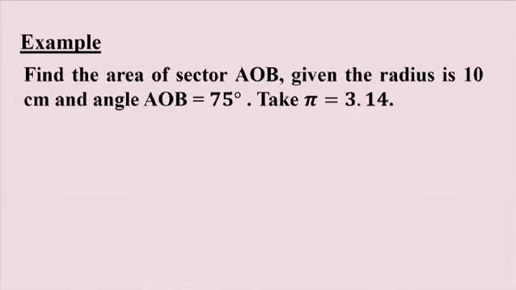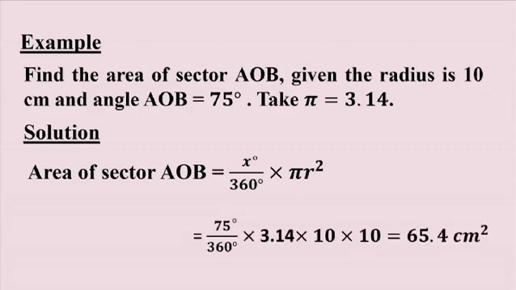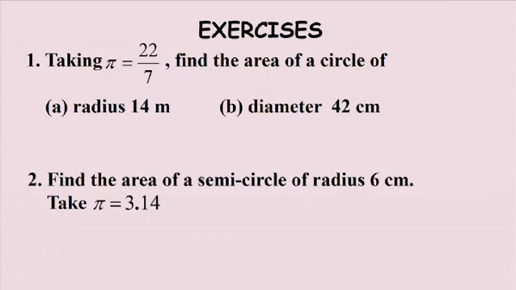Example, find the area of sector AOB given that the radius is 10 centimeters and the angle AOB is 75 degrees. Here pi is 3.14. So area of sector is given by x over 360 times pi r square. I replace x by 75, pi is 3.14 and r is 10. Simplifying, I get 65.4 centimeters square. So you have questions to practice on area of circle and area of sector.